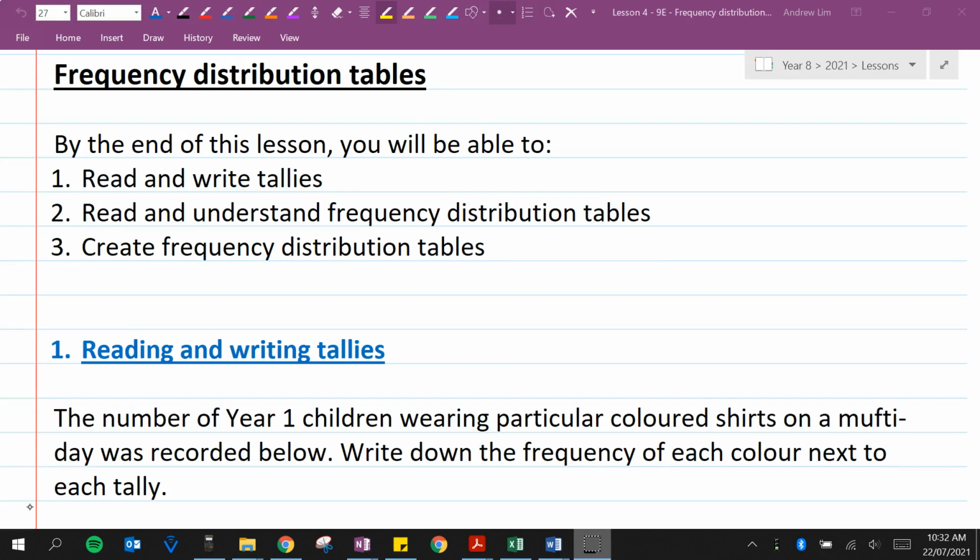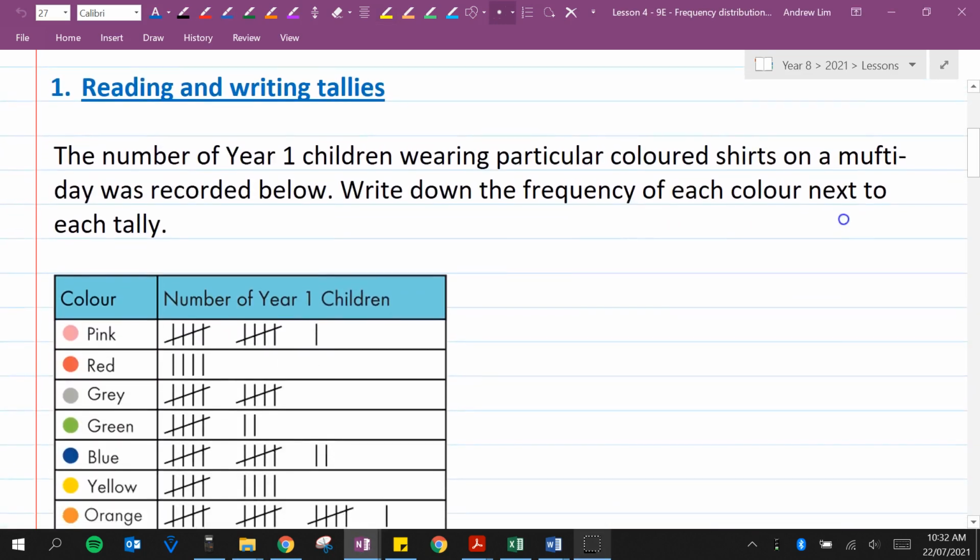And in this video, we're going to be looking at frequency distribution tables. So by the end of this lesson, you'll be able to read and write tallies, read and understand frequency distribution tables, and create them. So let's have a look at the first part of this lesson, reading and writing tallies.